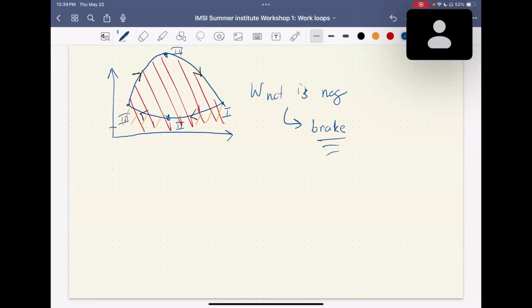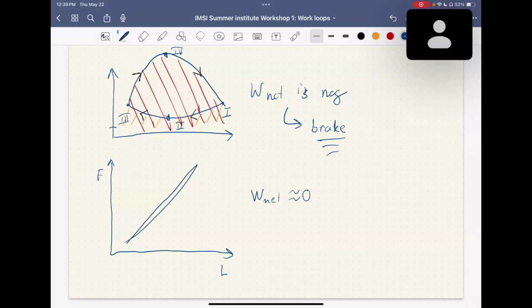But that's not the only kind of work loop we could have. What about a work loop that looks like this? So here's a work loop that has very little area inside the loop. And so what that means is that the net work is going to be approximately zero.